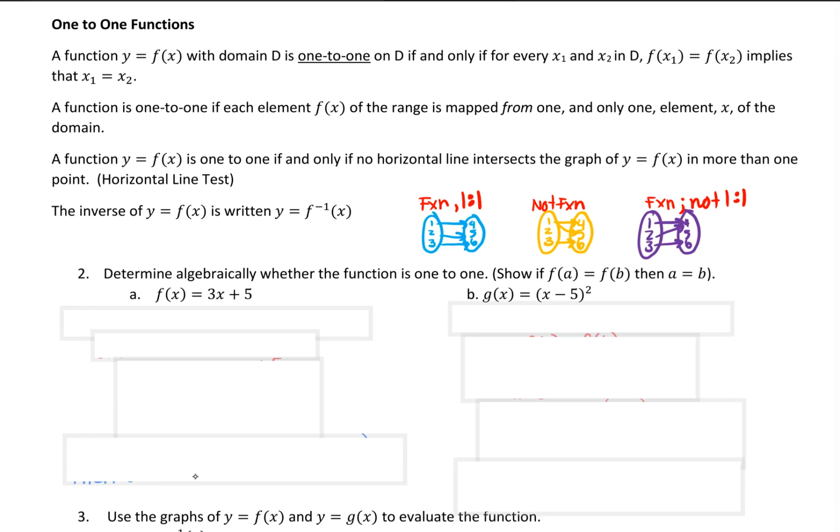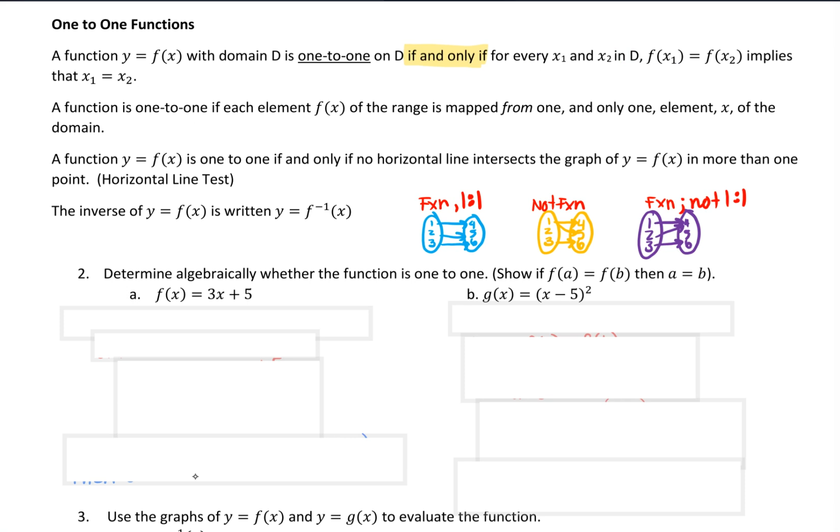Here we have lesson 1.6, one-to-one functions. So let's start with the definition of one-to-one functions. A function y equals f of x with domain D is what we call one-to-one on the domain if and only if, here we have a biconditional statement again, for every x1 and x2 in D, f of x1 equals f of x2 implies that x1 equals x2.